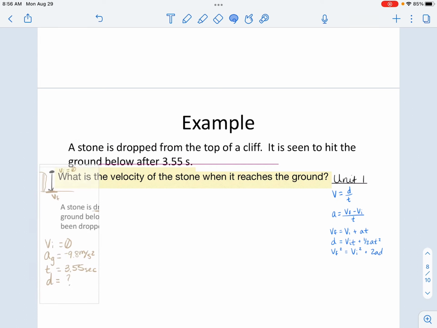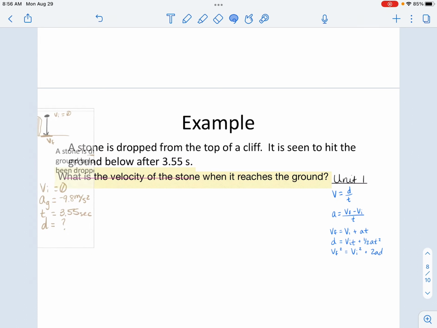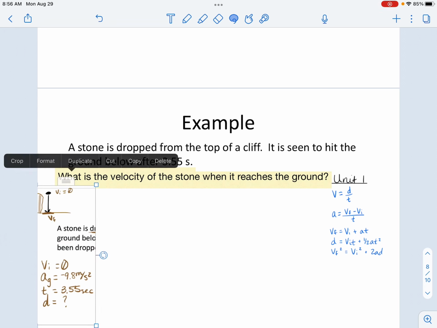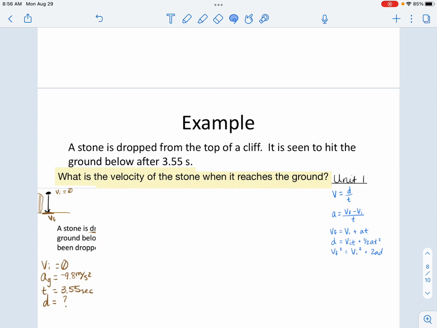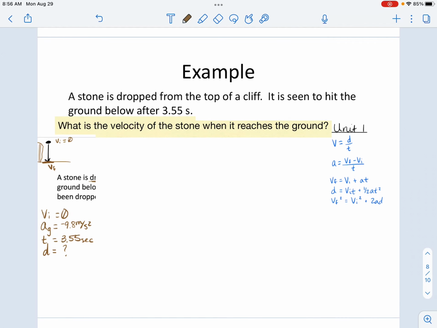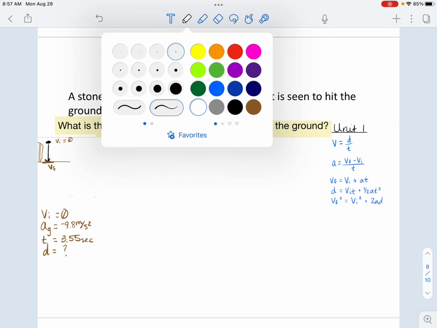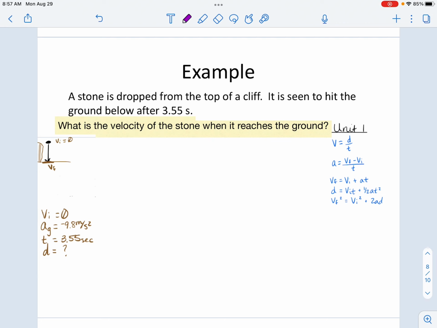So it's telling us that we have a stone, and that stone has been dropped off the top of a cliff. It hits the ground 3.55 seconds later. So we're using the same set of givens, but now we're going to address this 2 different ways. For starters, let's just say that this is the question, and instead of asking how high is the cliff, what if the question just asked, what is the velocity? So we were told the stone is dropped 3.55 seconds later, it hits the ground. Just simply, what is the velocity when it reaches the ground?